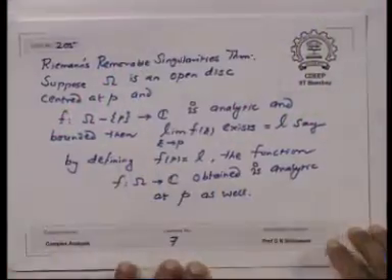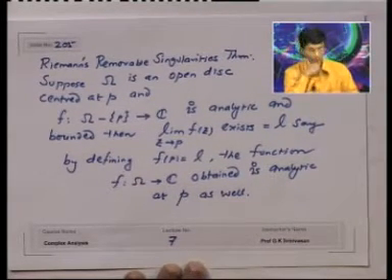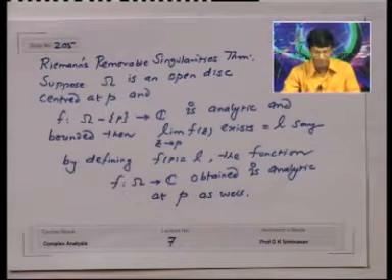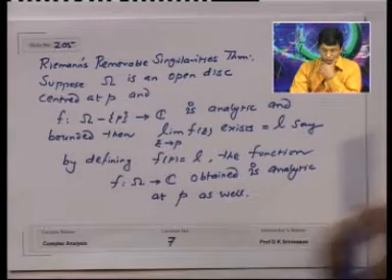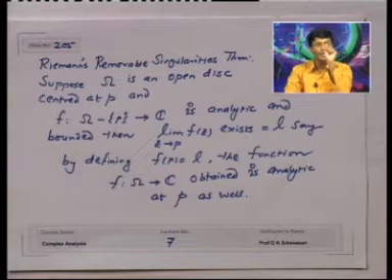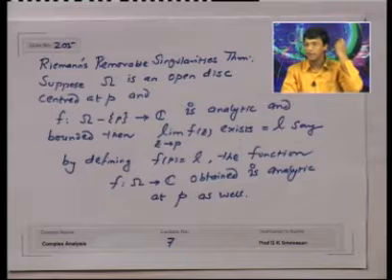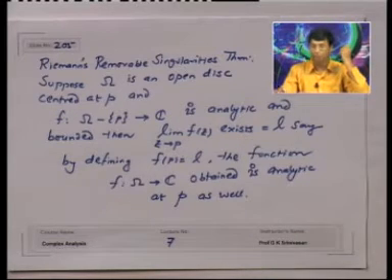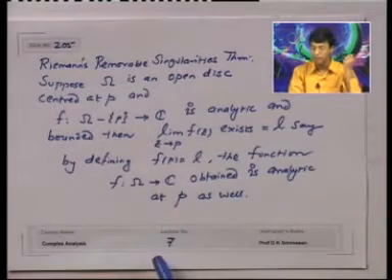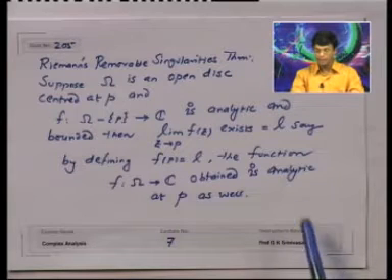The next theorem is Riemann's removable singularities theorem. It's a remarkable theorem actually. It says that suppose omega is an open disk centered at P and f from omega minus P to C is analytic. That is, you take the omega, you puncture omega at a point P, remove the point P from omega, and the function is analytic and bounded. What I am saying is that the function is analytic and bounded in omega minus P, then the limit of f of z as z tends to P exists, let us call it L.